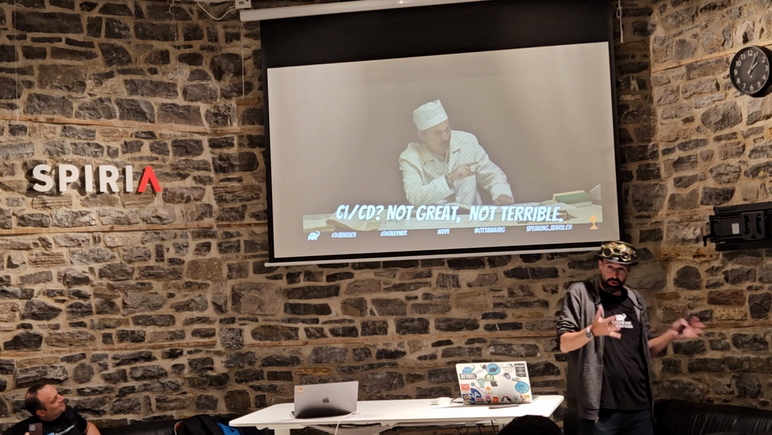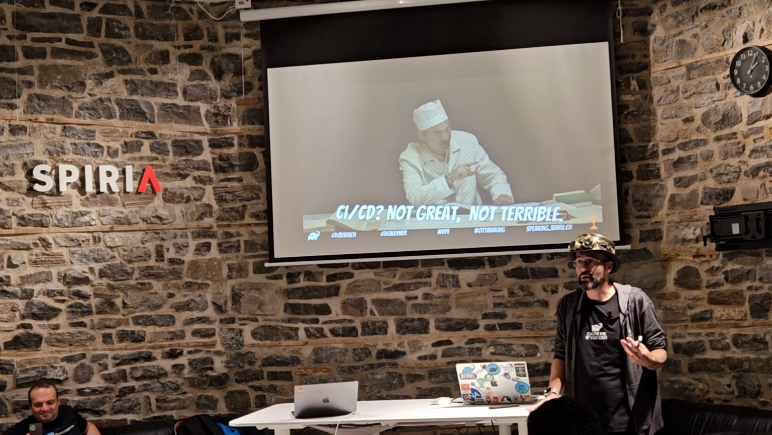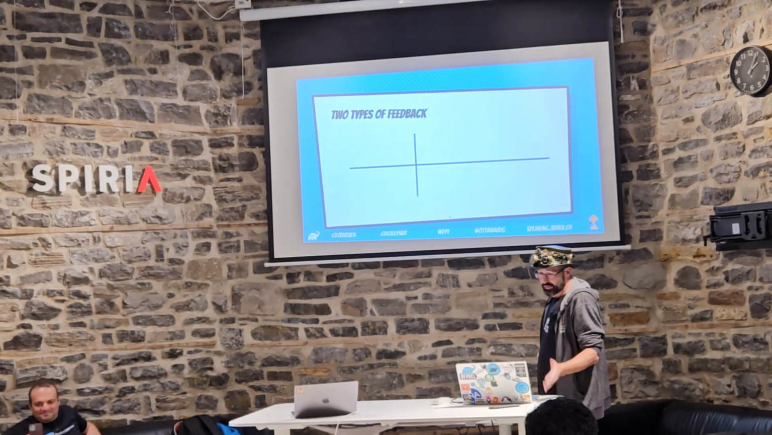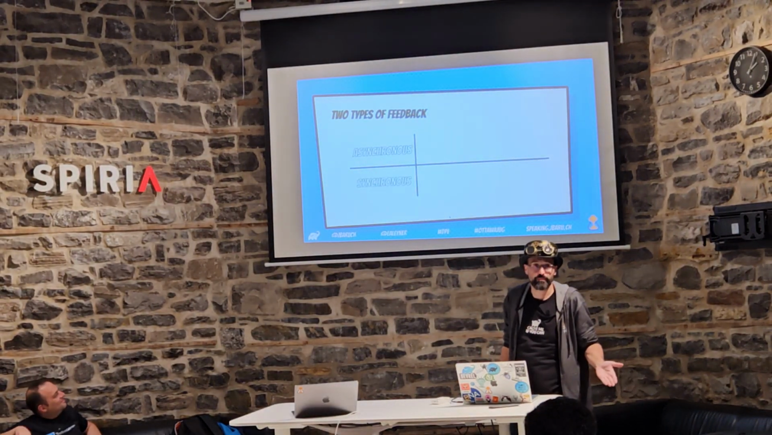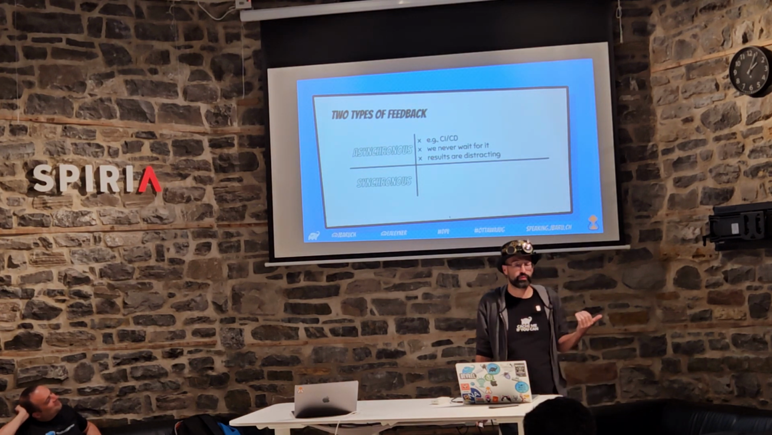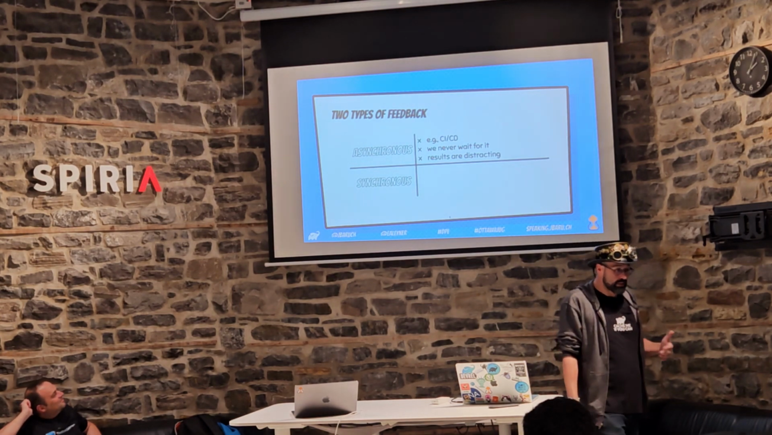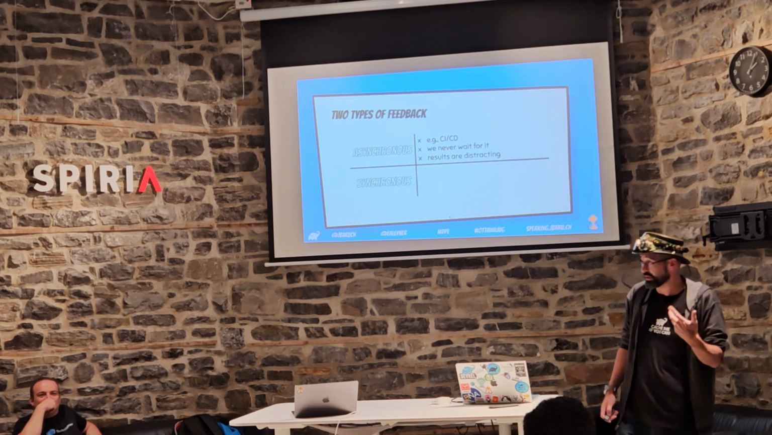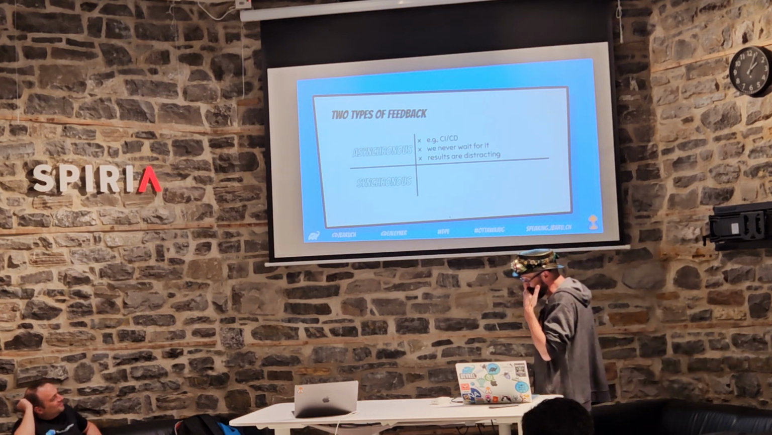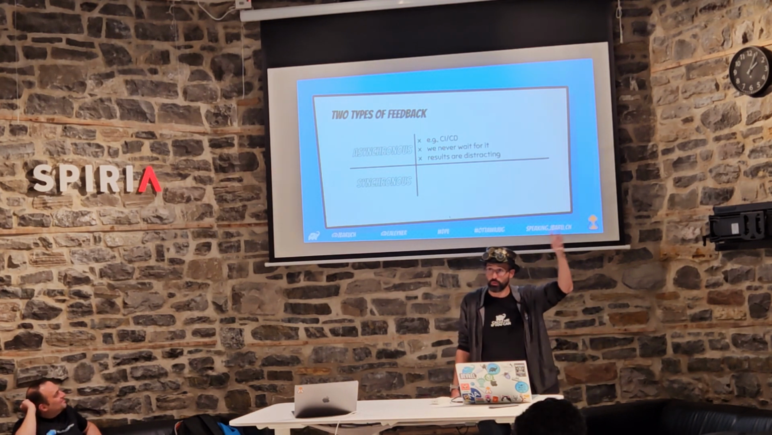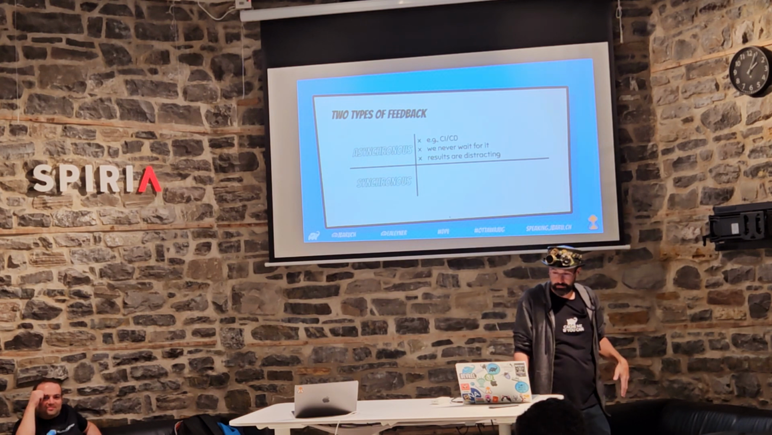CI/CD is great. It's not terrible. It's important. But it's also not great because we don't have this feedback when we need it. There are two types of feedback, asynchronous and synchronous. CI/CD is asynchronous feedback. We don't wait for it. The problem with feedback that we don't wait for is that the results are distracting. We get a notification that the build failed, so we need to drop everything we are doing and go and fix whatever didn't work in our CI/CD quality gates.